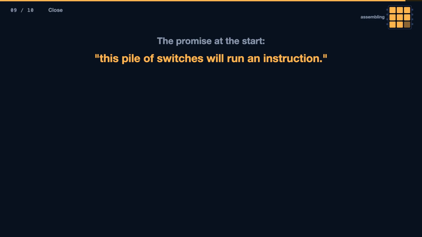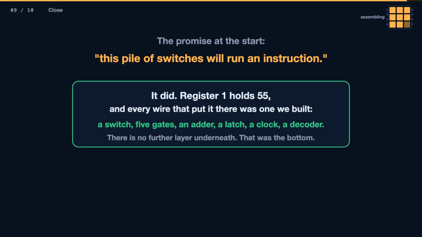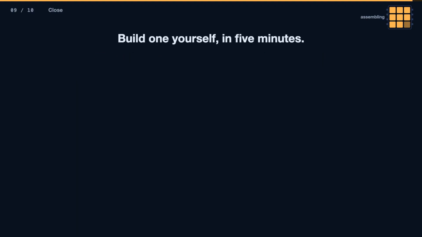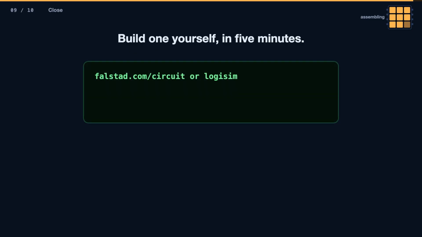The promise at the start was that this pile of switches would run an instruction. It did, and every wire that put 55 in that register was one we built. There is no further layer underneath. If you want to feel it, open a free logic simulator, drop in an XOR and an AND, and wire both to the same two inputs. That is a working half adder.